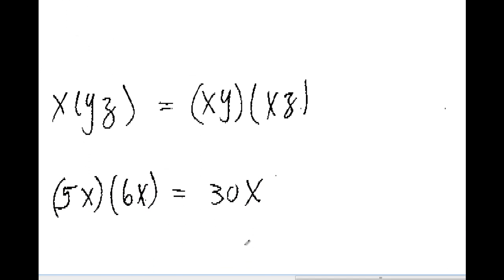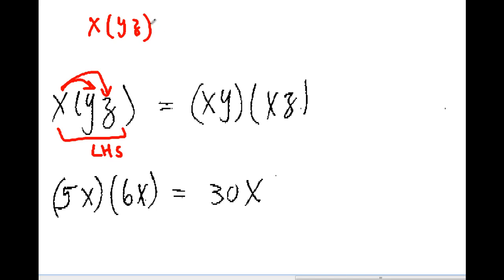This is a really, realistically simple one. The error a student made here is attempting to distribute this, but you need to remember this. When you have a left-hand side, what you really have is x times the parenthesis y times z. Multiplication has no order, so you have x times y times z.